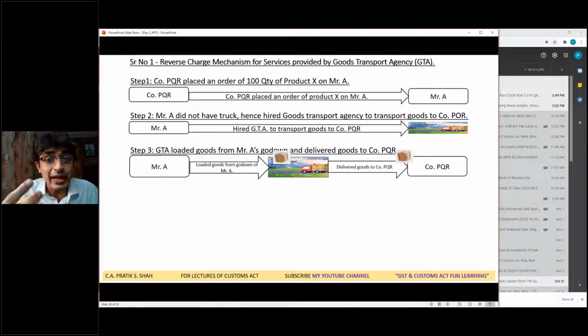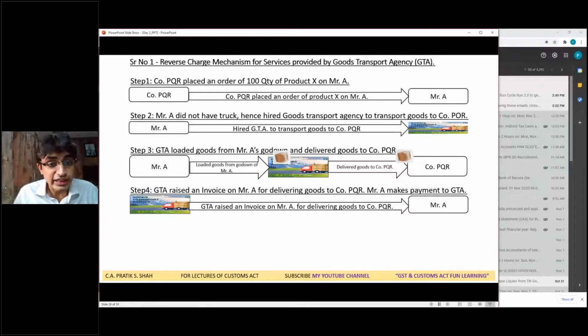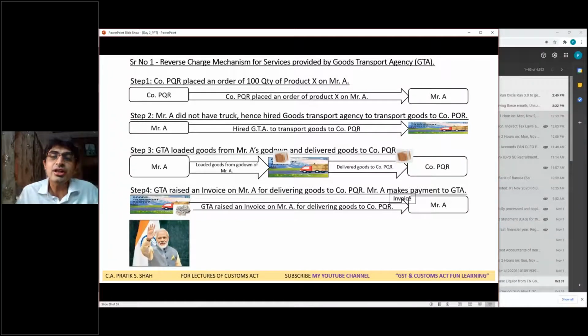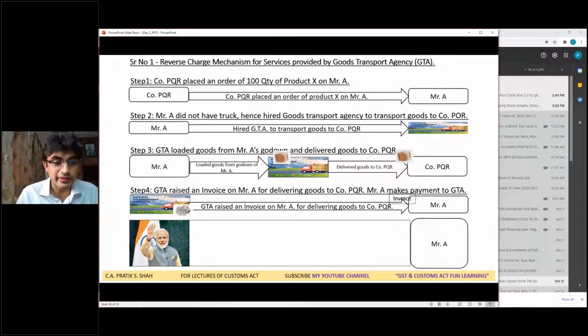Now, who is the supplier of service? GTA. Who is the recipient of service? You. You are the recipient. You got the transportation service. So GTA raised an invoice on you of say 5,000. GTA is the supplier. You are the receiver. You paid 5,000 to it. Immediately the government came. See what the government is saying.